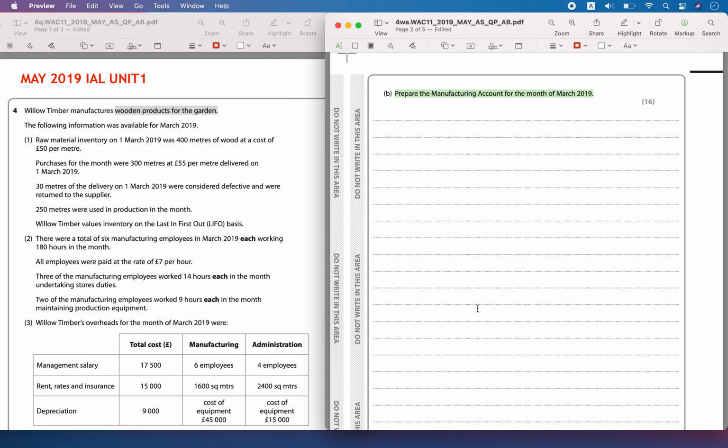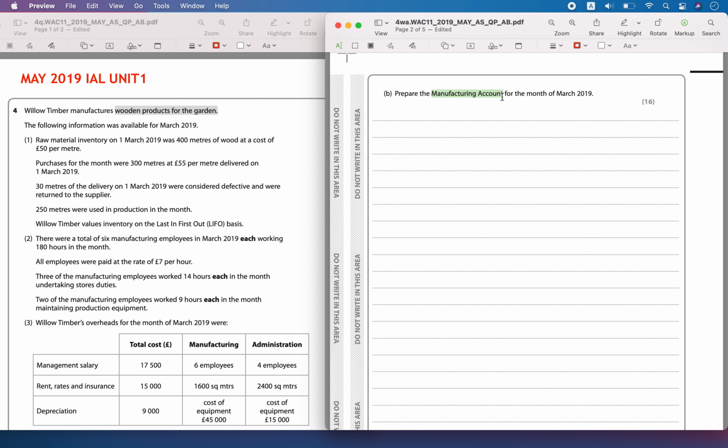To prepare the manufacturing account, you will prepare the cost of manufacturing these products, and you will try to understand what is transferred to finished goods. When you are transferring it as finished goods, you will then transfer it to the profit and loss statement. The transfer of finished goods cost you will determine and use in the profit and loss statement.